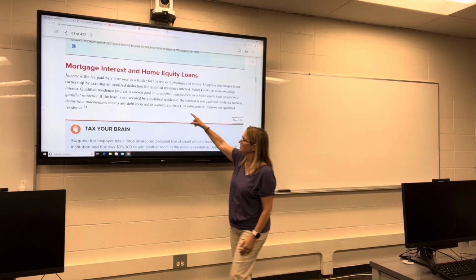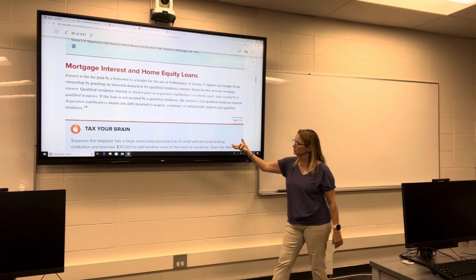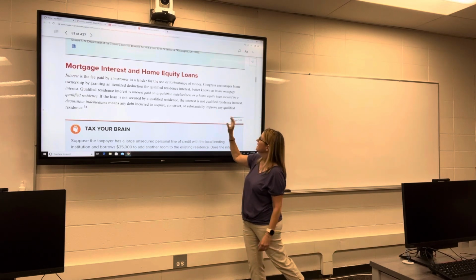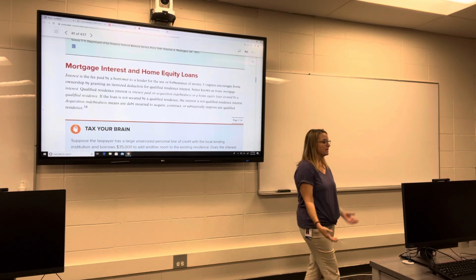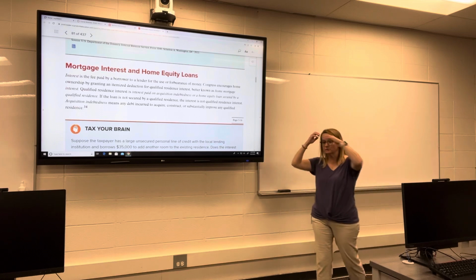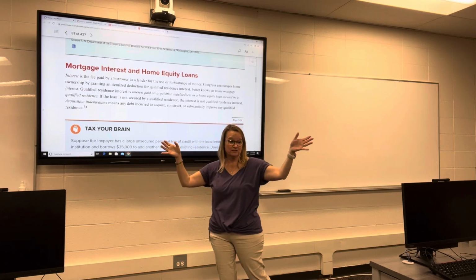And what they talk about as acquisition indebtedness here is any debt incurred to acquire, purchase, construct, build, or substantially improve any qualified residence. So if you take out a home equity loan and you need, I don't know, I just had to replace our driveway.